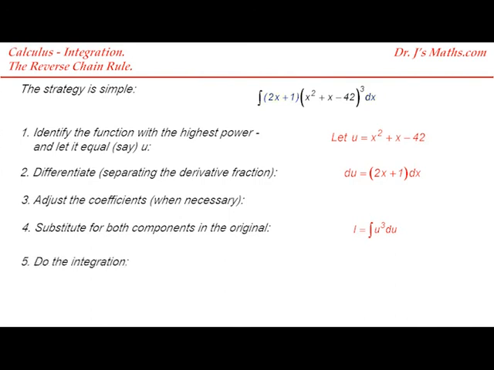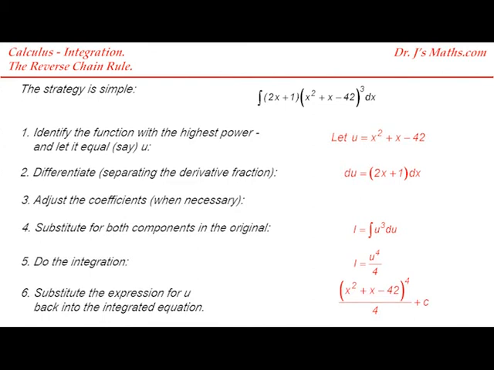We now do the integration that we've established in step 4. So the integral of u cubed is simply u to the 4th over 4. And then, most importantly, we substitute back again for our term in u, which is x squared plus x minus 42. So our result is (x squared plus x minus 42) all to the 4th over 4 plus c, don't forget the c.